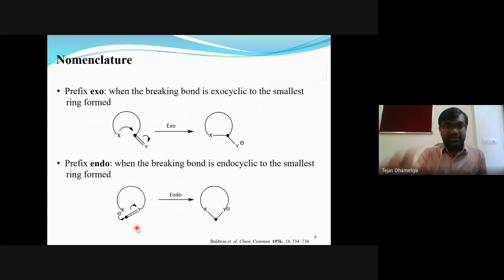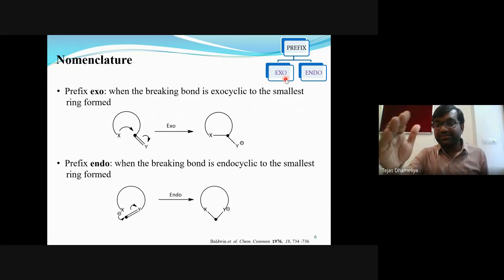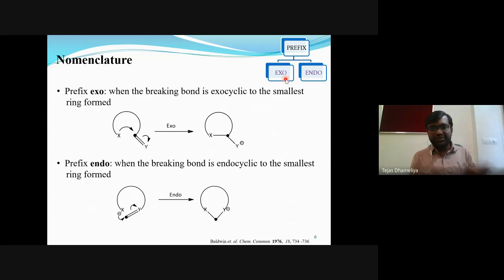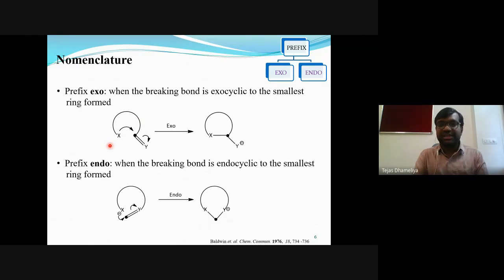Okay. So let us go to this nomenclature of Baldwin rule. Basically, Baldwin rule has nomenclature in terms of exo, in terms of endo. What is called exo? What is called endo? So as evident from this image, whenever cyclization occurs, there will be something called a nucleophile, okay? And it is having affinity towards the positive charge.